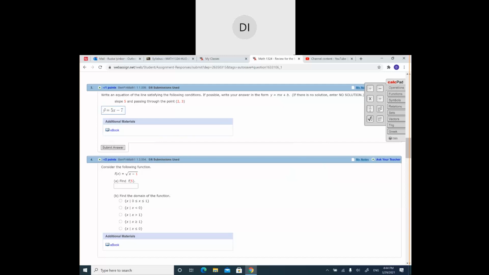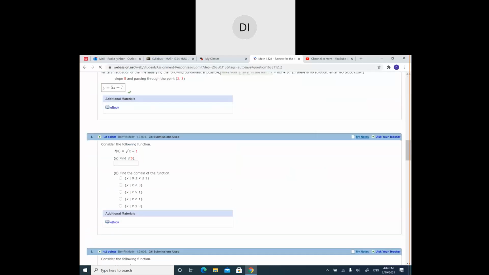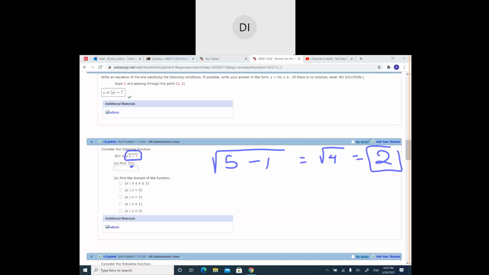Okay, the next one is number 4, where we are given a function and we have to find f of 5. If you are given a function, you use the expression after the equal sign. So replacing x with 5 is going to give me square root of 5 minus 1. And what is 5 minus 1? 4. So we're going to have square root of 4, which is 2.